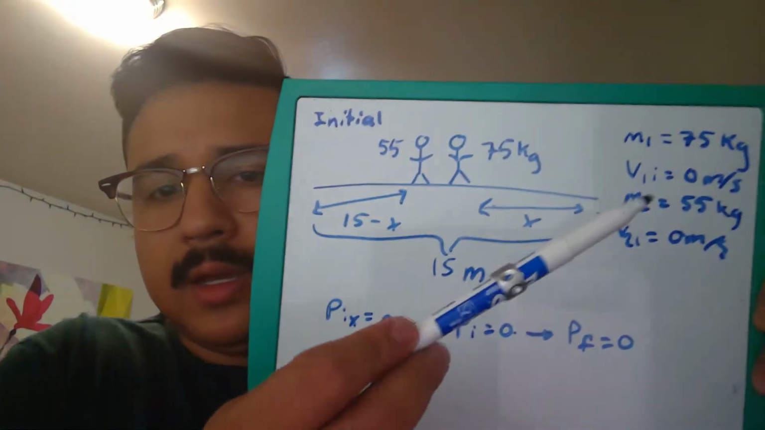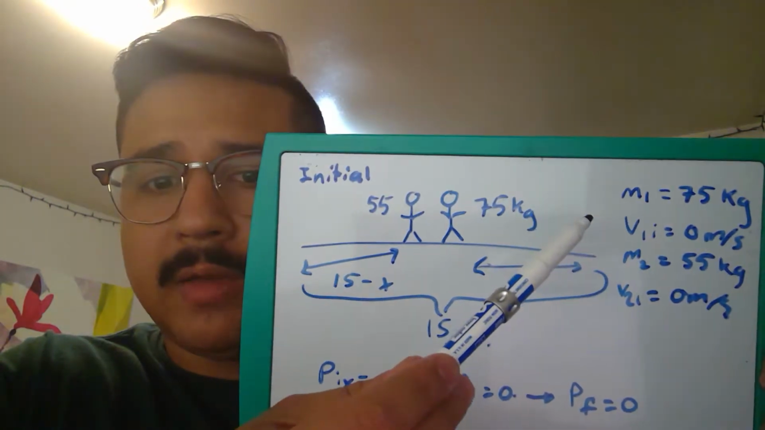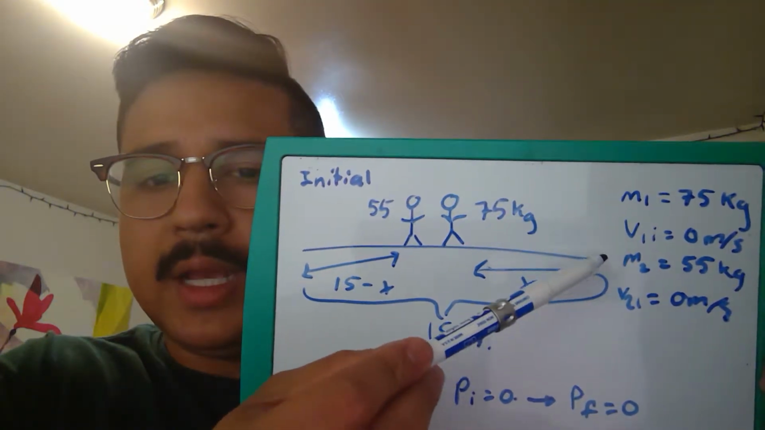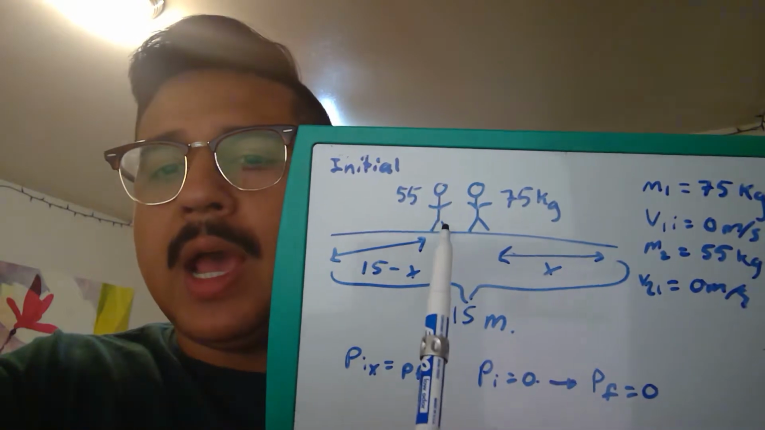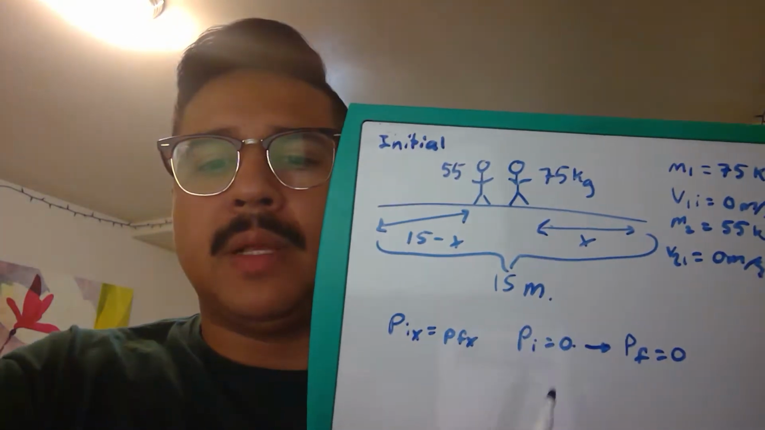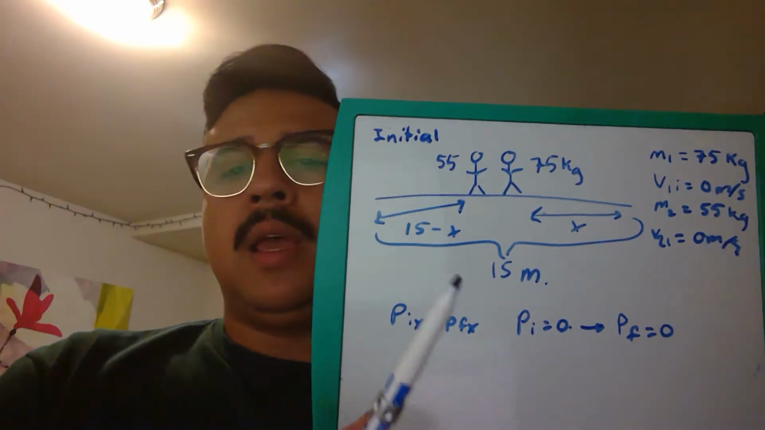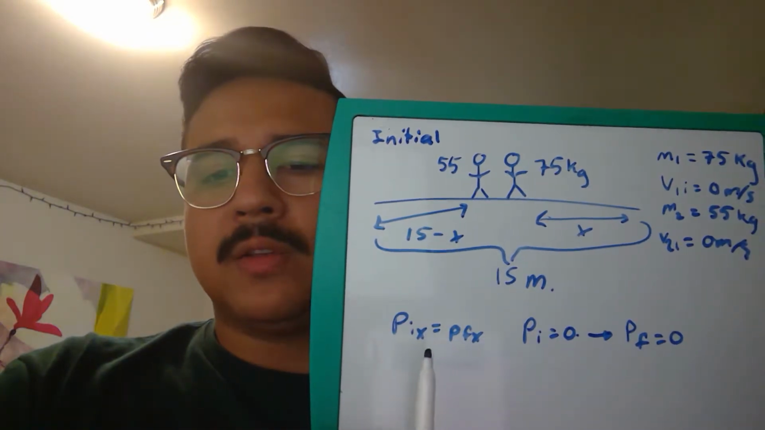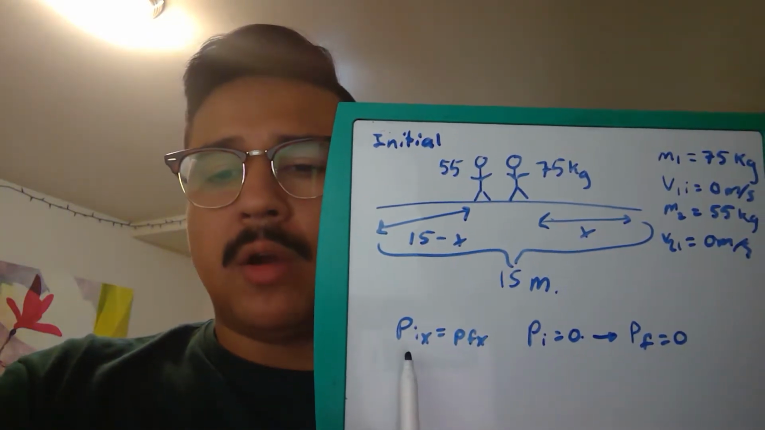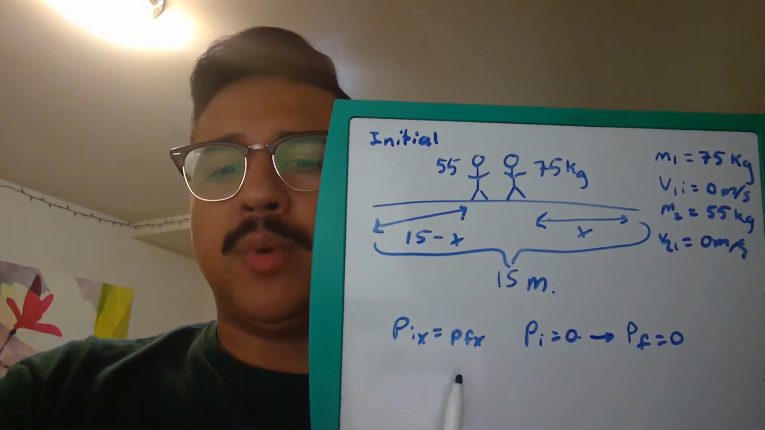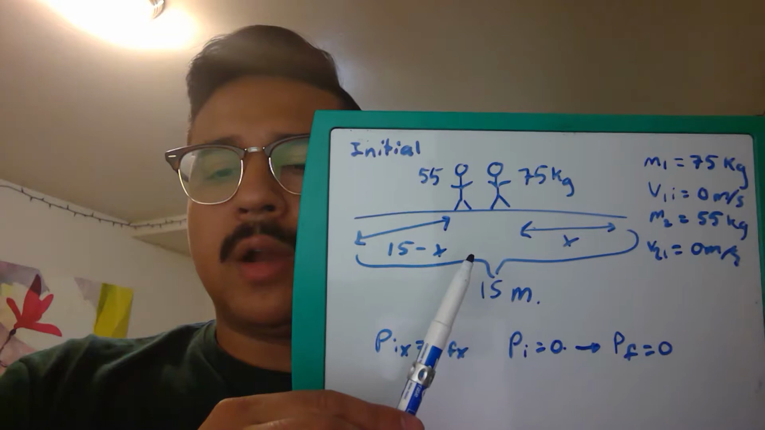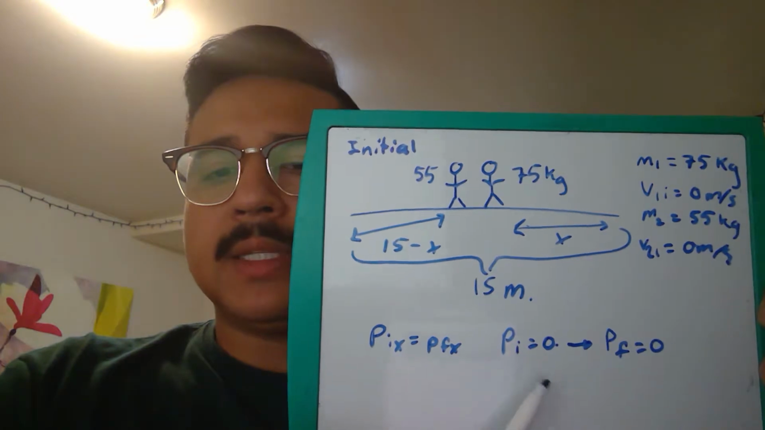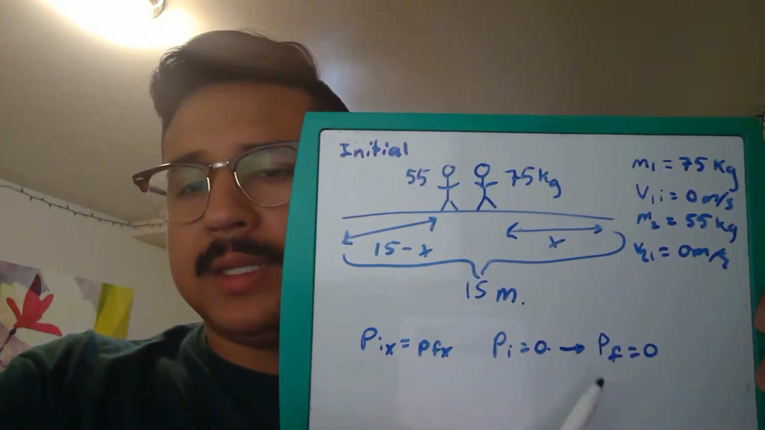And these are the initial numbers that are given to us. So we have the initial mass, 75 kilograms, with 0 initial speed, and then 55 kilograms with 0 initial speed. And then they're going to push each other. But one thing to note is that because it's frictionless, we're going to treat this as an isolated system, which means we can use the conservation of momentum principle. So our initial momentum is going to be the same as our final momentum. And since these guys are at rest before they push each other, the initial momentum is 0, which gives us a final momentum of 0.